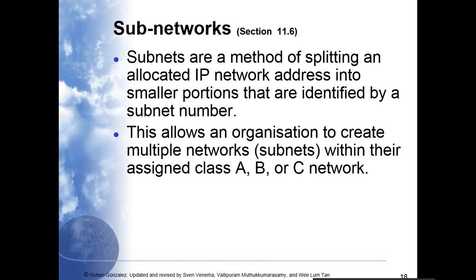So what you could do is you could subdivide that network class into smaller chunks, and that's what we're going to talk about with subnetworks. So subnetworks are a method of splitting an allocated IP network address into smaller portions, and those portions are identified by a subnet number. So we're not going to change anything on the outside. We're just going to do an internal thing, right, to make it appear to us like we have different networks. And that means that an organization can create multiple networks within their allocated network. So if I have a Class B network, then I can make it smaller, subdivided, and actually have, say, 20 or 50 or 100 Class B networks, depending on how I organize it. Does that make sense? Okay.